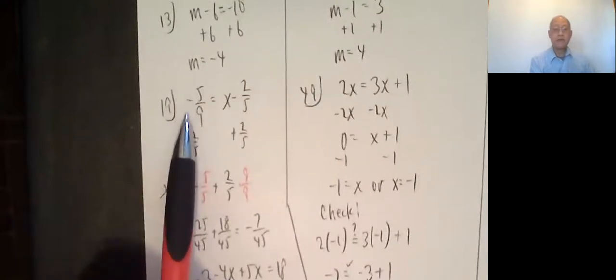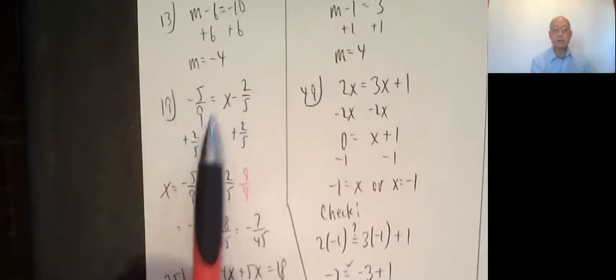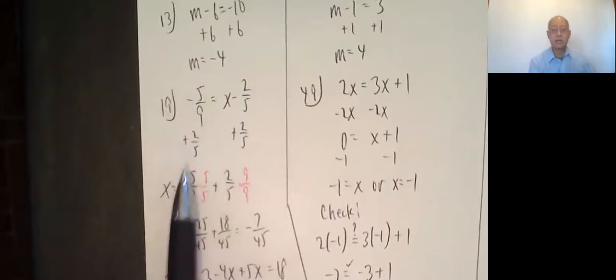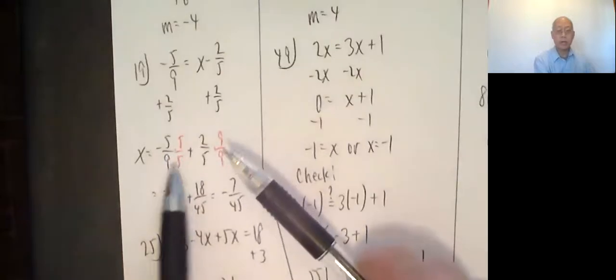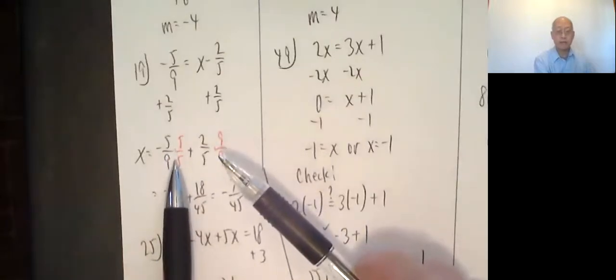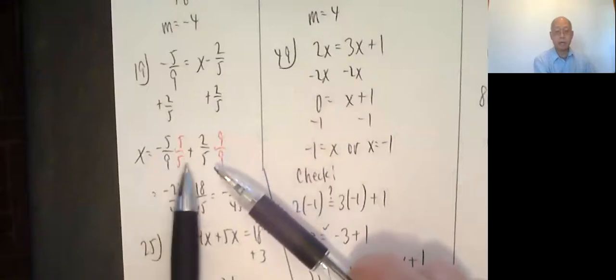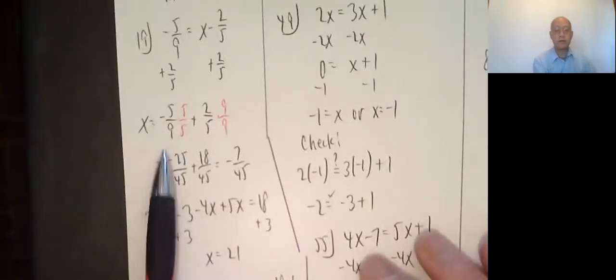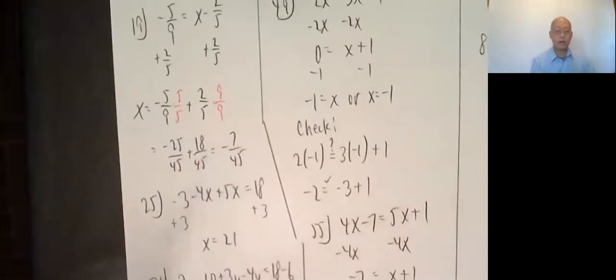Number 19, negative 5/9 equals x minus 2/5. I add 2/5 to both sides. So I have the x isolated, but I just have to figure out what is negative 5/9 plus 2/5. So I get a common denominator. I put that in red. So I multiply this side by 5 over 5 and this side by 9 over 9 to get the common denominator of 9 times 5, which is 45. The numerators, the top, become negative 25 plus 18. So x is equal to negative 7 over 45.